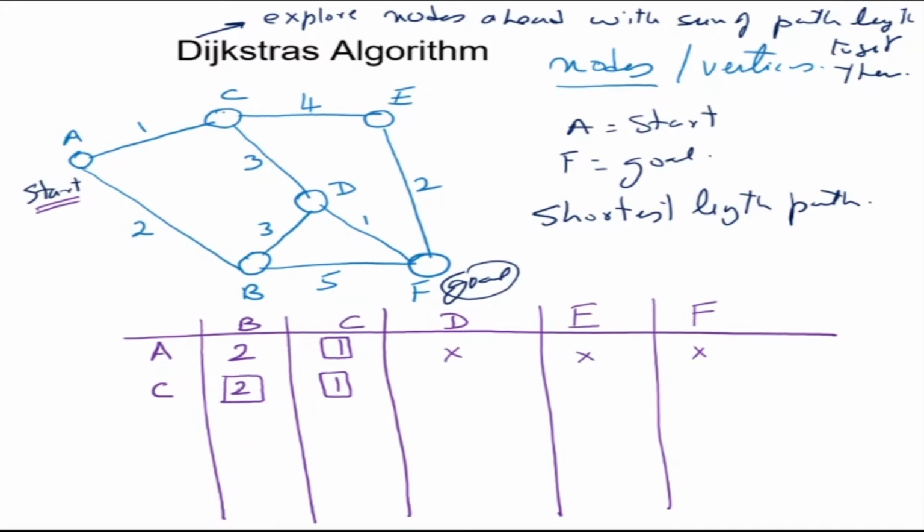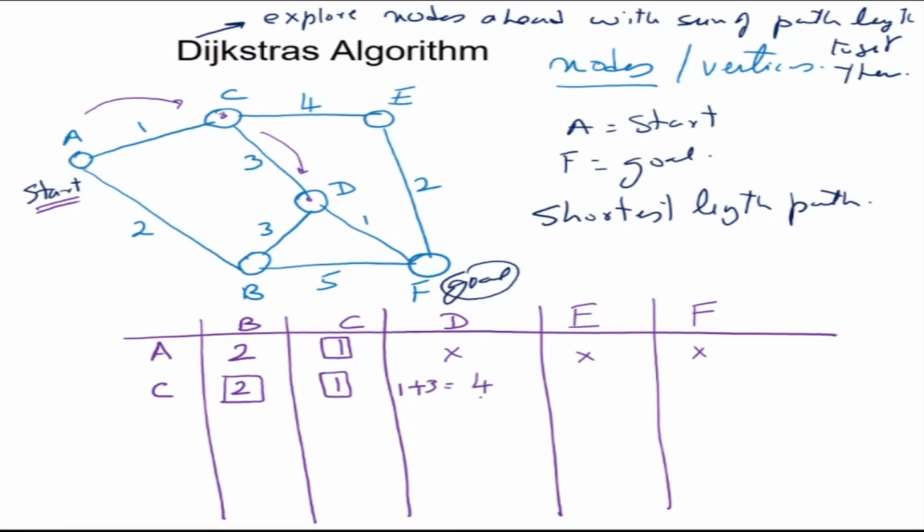Now from C to D. If you want to go from C to D, so C is here and D is here. What is the total cost? It is the cost of the previous node, how much from A to C, then C to D. So it is 1 plus 3. Oh, sorry, it is 1 plus 3. So from A to C it is 1, and then from C to D it is 1 plus 3, which is equal to 4.